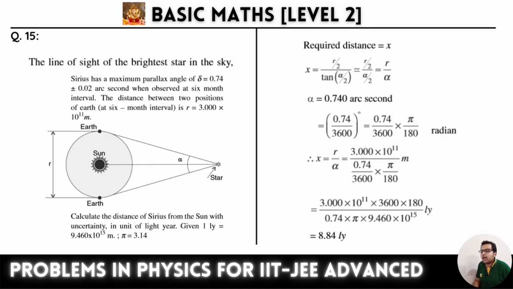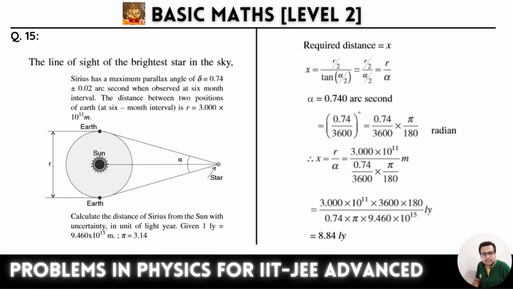So it will be r by 2 upon tan alpha by 2, and we can write tan alpha by 2 by approximation as alpha by 2. So it will become r upon alpha. So x will be equal to r upon alpha. So alpha is given, that is 0.74 arc second.